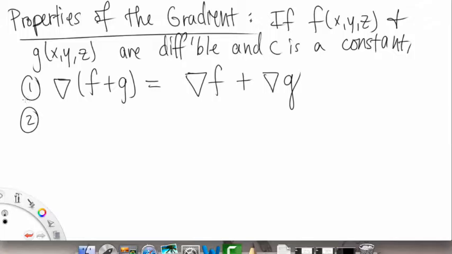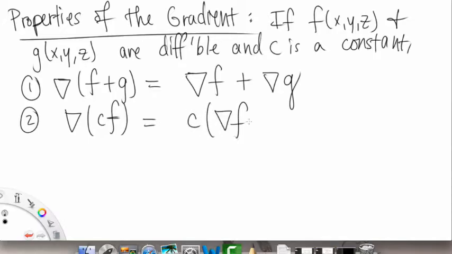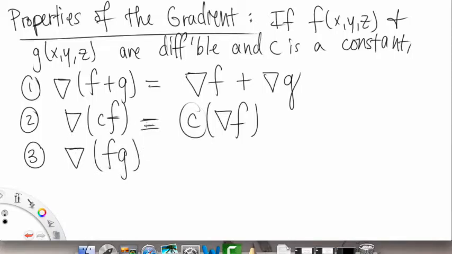That would be equivalent to the sum rule. Another thing that we have is the constant multiple rule, where if we have that constant c multiplied times our function f, we can just pull that c out, calculate the gradient of f, and then multiply by c at the end. Okay, so that's the constant multiple rule. And number three: if we're multiplying the two functions together and then taking the gradient, we're going to implement the product rule. So this is called the product rule for gradients.